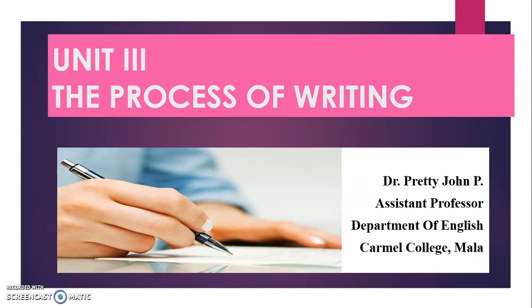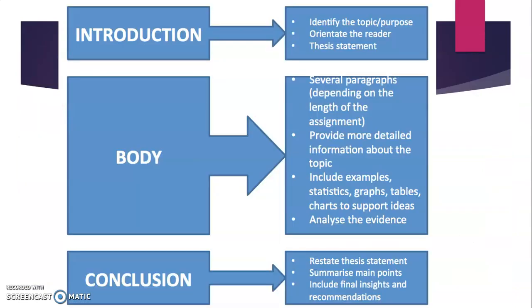This is the last part of the process of writing. In the previous two classes, we have seen what are the paragraphs to be included while writing an academic essay. The first one is the introductory paragraph. The introductory paragraph will identify the topic of purpose, which orients the reader regarding the topic, and it also includes a thesis statement. That is followed by body paragraphs.